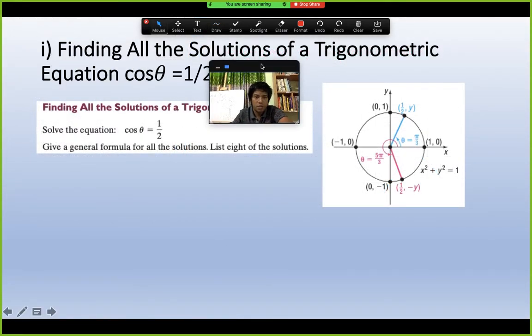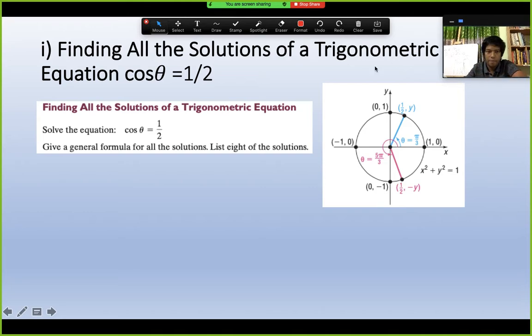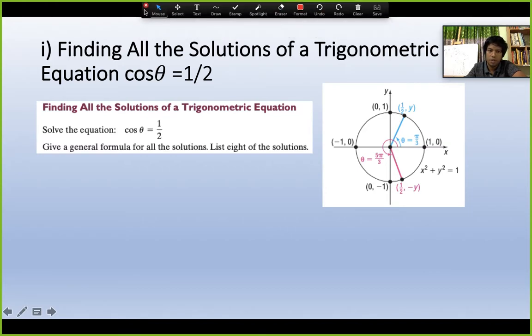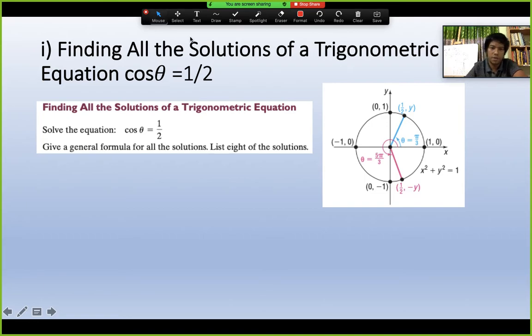Now we'll try to find all the solutions of a trigonometric equation when cos theta equals half. So cos theta equals half, where is it in our unit circle? From our standard values, there are some standard values that we know, like sin 30 degree, cos 30 degree, sin 45, cos 45, sin 60, cos 60, then 90. So 30, 45, 60, 90. These are the very standard kind of values that we always refer to while solving it.